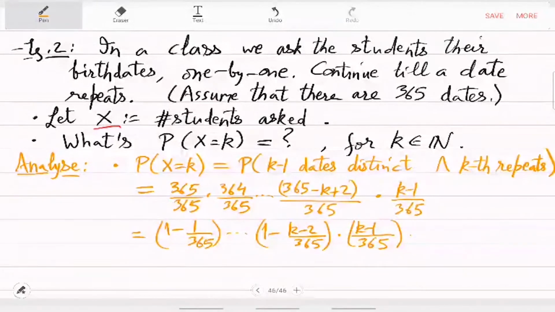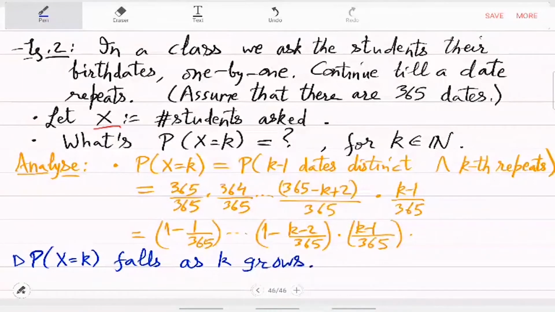But as k grows, you can show that this probability actually becomes decent. No, sorry, as k grows, this is actually decreasing. But anyways, this probability is falling with k. So the probability of x equal to k falls as k grows. And already for k equal to 23 or 24, it is quite small. So if you do this experiment very quickly, you get a repeating birth date.